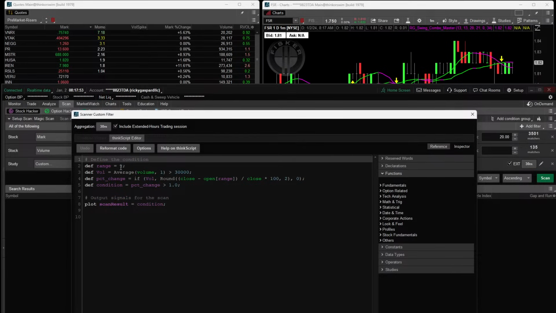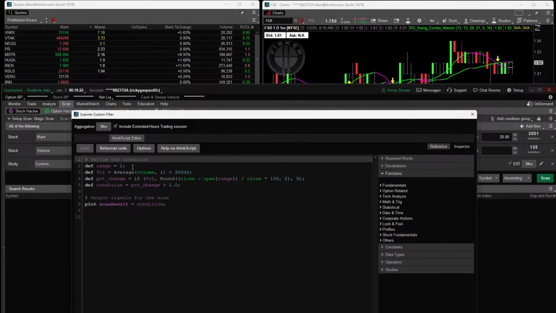So what it's looking for is that one current candle, and that one candle is reflected down here as far as the range. I want to know if any stock all of a sudden has 30,000 shares traded. Or you can change this to 50,000 shares. In other words, find me all of the stocks breaking out.